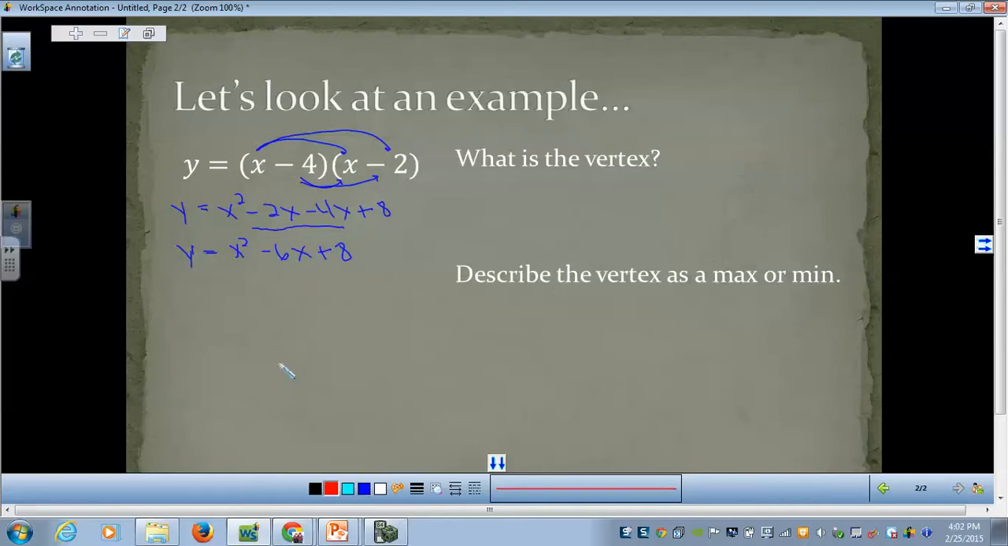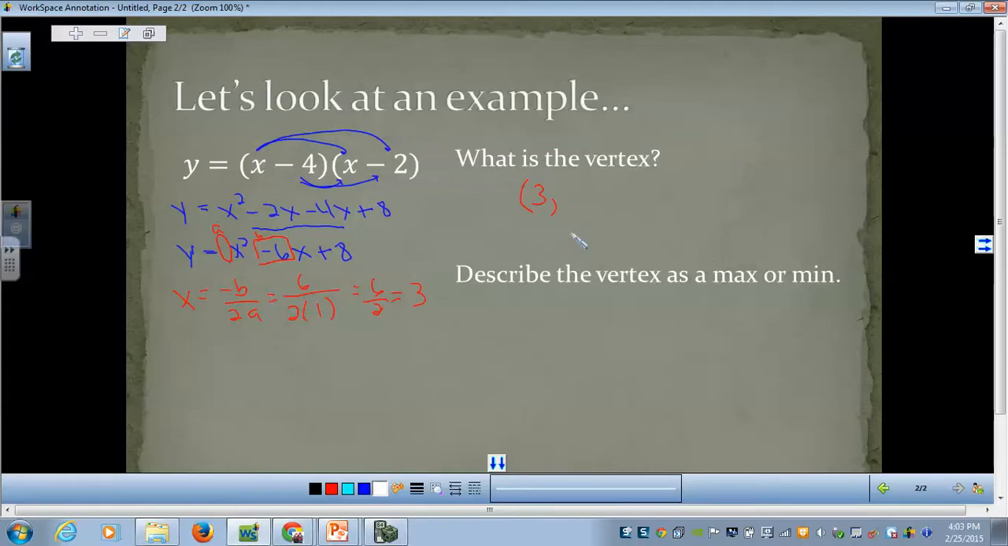From standard form, I can find the x-coordinate of my vertex using the formula, the opposite of b divided by 2a. Remember, b is always the coefficient in front of x. In this case, b is negative 6, so the opposite of b would make that a positive 6. Then I'm going to have 2 times a, and a is always the coefficient of our x squared term. In this case, it is 1. So I end up with 6 divided by 2, which is 3. We know the x-coordinate of our vertex is 3.